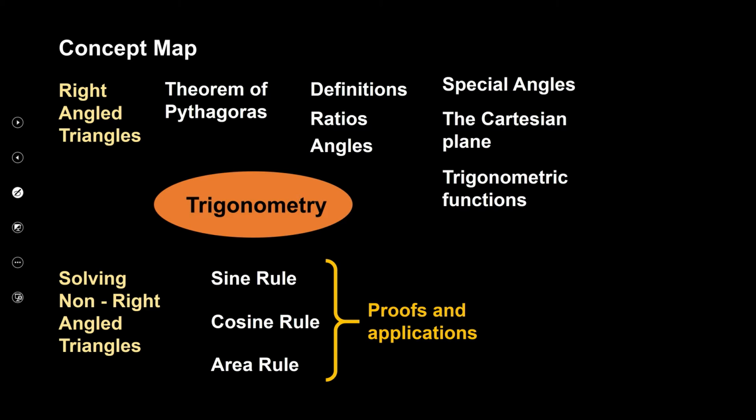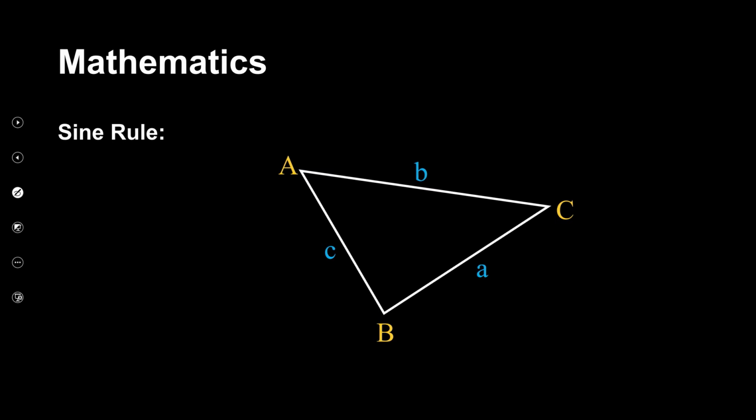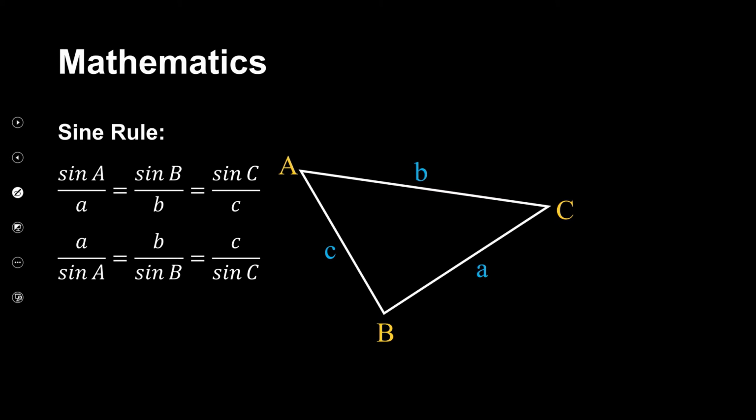Okay, just to revise our concept map, we've learnt all three rules and today we're going to be focusing on applications. Let's quickly revise our rules. The sine rule, can you remember what it is? Sine A over a equals sine B over b, which equals sine C over c. And we have the reciprocal version, which you should be quite familiar with.